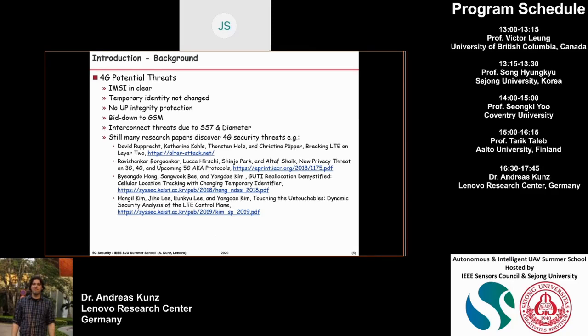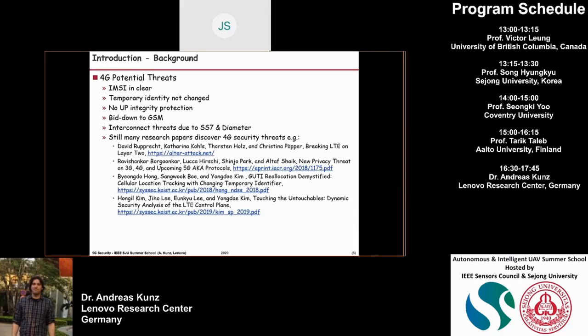There was no user plane integrity protection. This is a threat which was discovered by the ALTER attack, where you could do some DNS hijacking. And without knowledge of the UE and the network, you could redirect the user to a potentially malicious website. There is the bid down possible to GSM, and GSM security is much weaker than in LTE and easier to break.